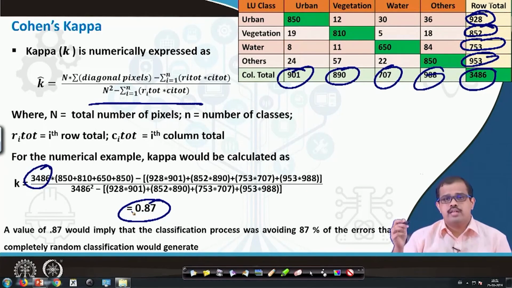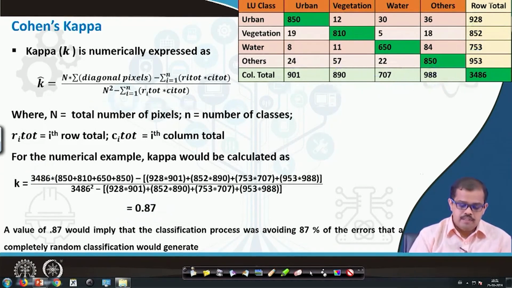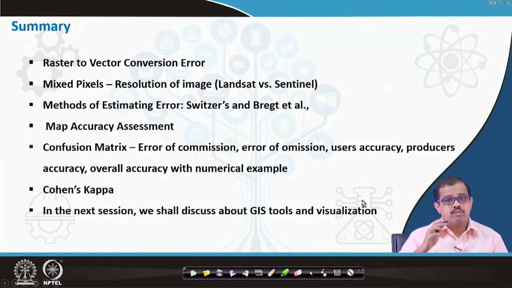This is another way of looking at the raster data which is used for classification. So this is about kappa. These are different methods of looking at raster data. Now when we look at the summary, we looked at what are the errors that may come from raster to vector classification.